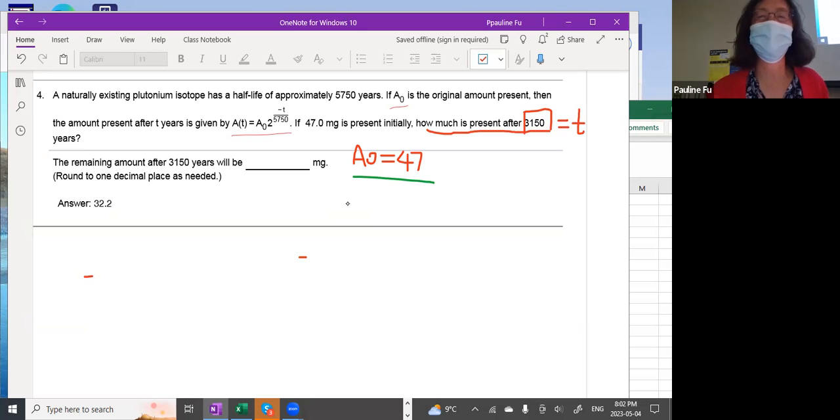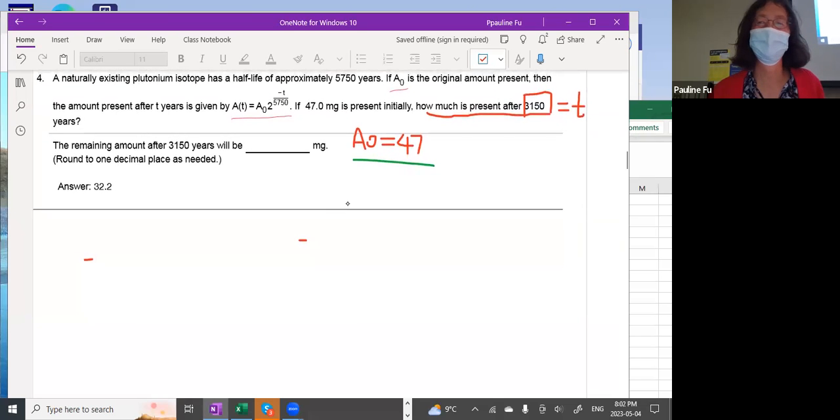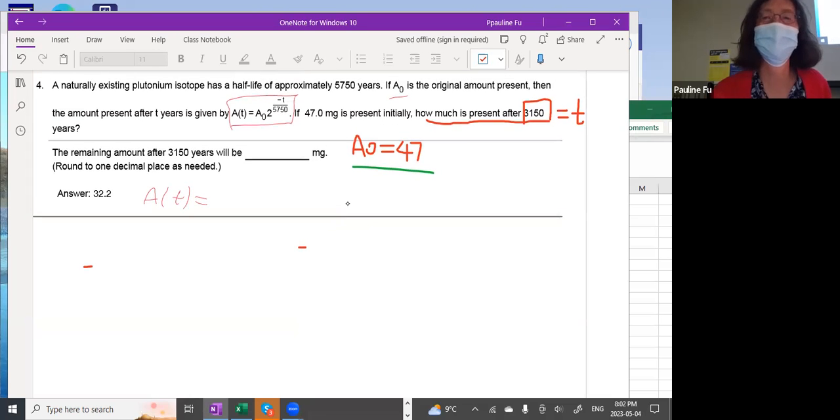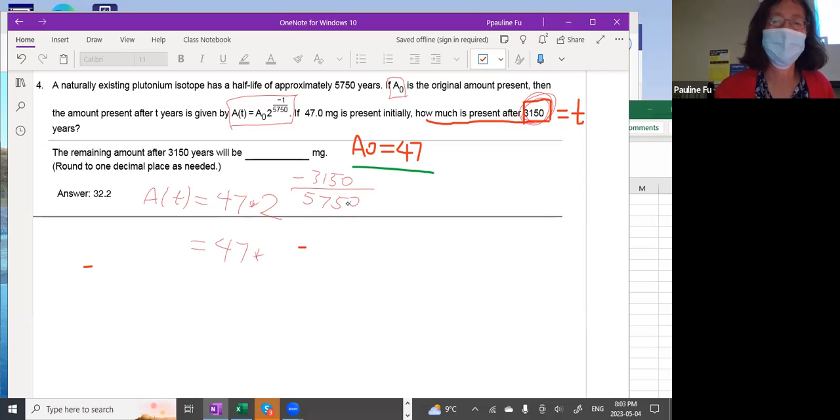So that means t equals 3,150 years. Okay, so this number is t. You just plug t into this expression. So A(t) equals A0. What is A0? Yeah, 47. A0 is the initial amount, times 2 raised to power negative t, where t is 3,150, over 5,750. So equals 47 times 2 raised to this number.